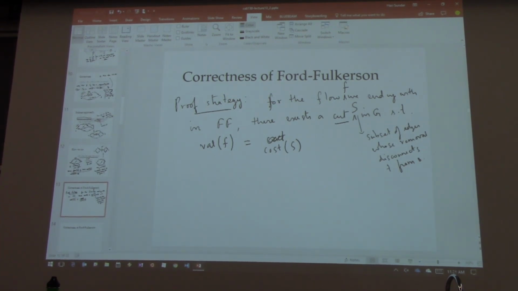Okay, so we are going to show that for the F that we end up with, there exists some cut such that the value of this flow is equal to the cost of this cut. And why is this enough? Because it can't be more.